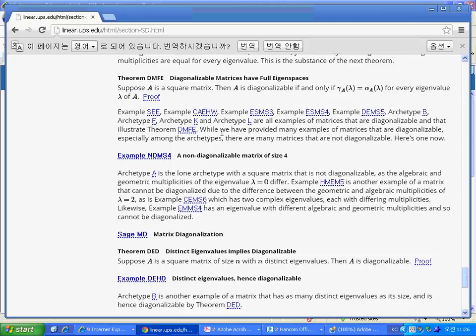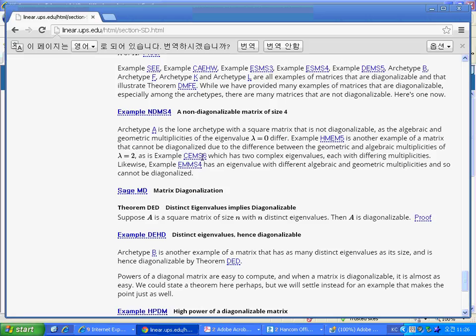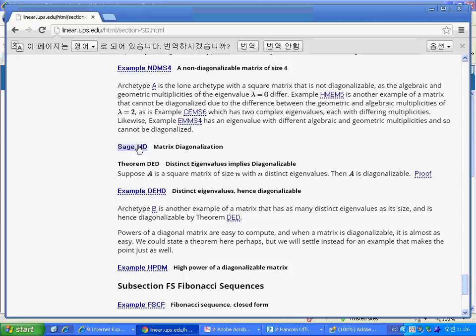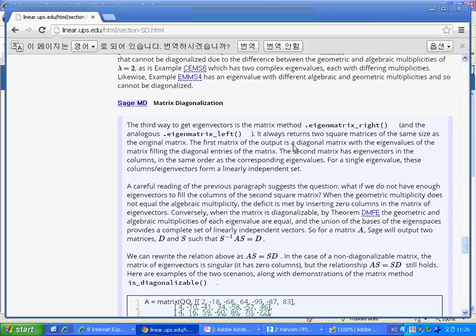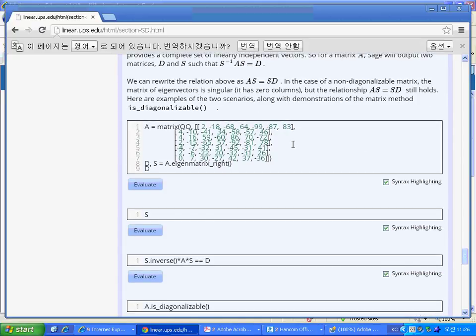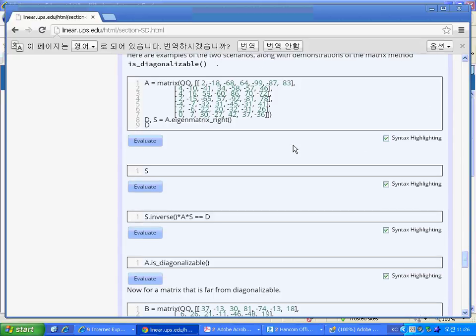And if they are ever not equal, you can't do the diagonalization. Okay, so it's if and only if. That's a really nice characterization. And I mention that because I'm going to show you how you can see that in Sage. So here's the Sage routine on matrix diagonalization.